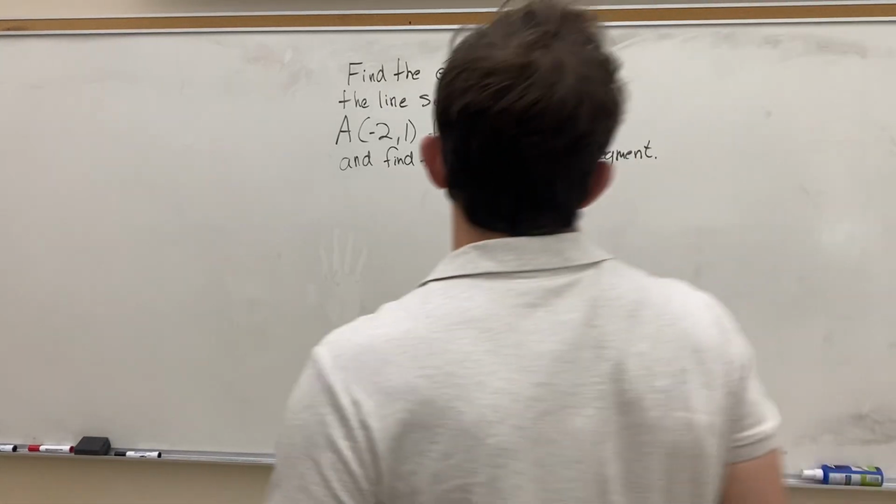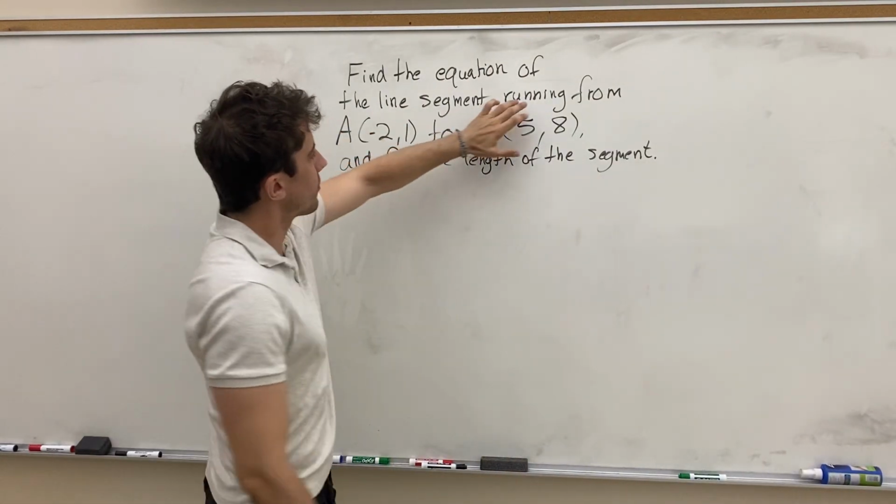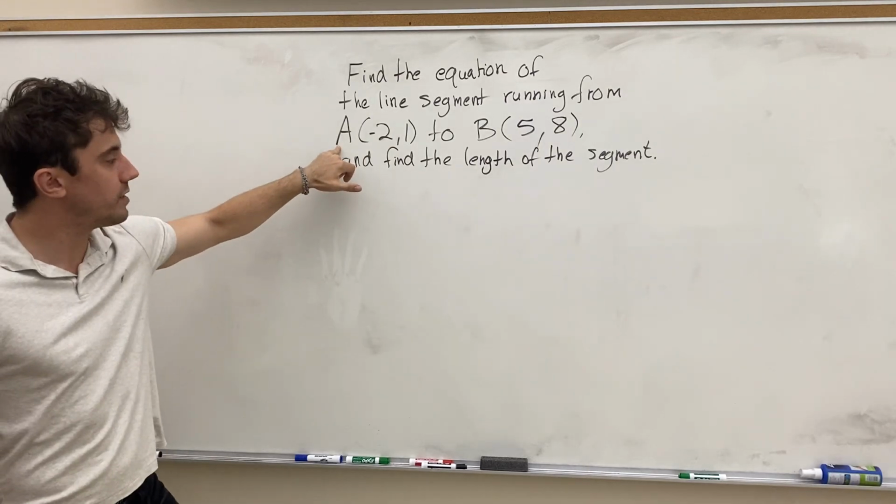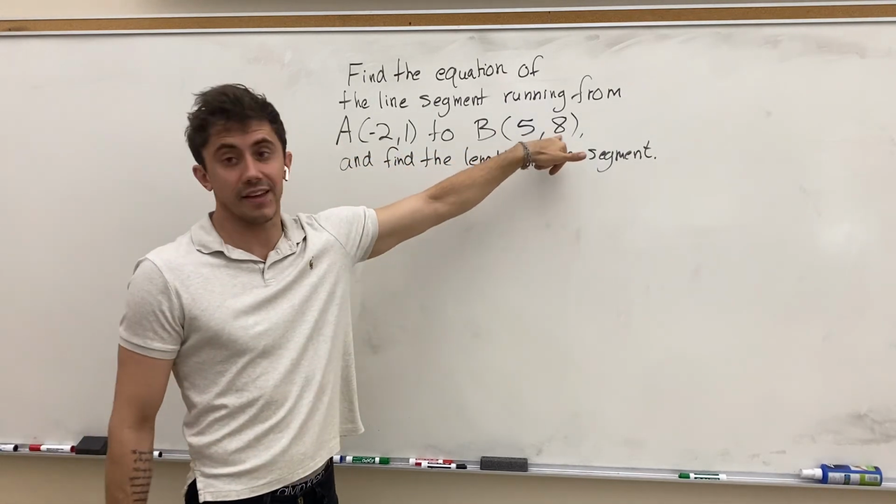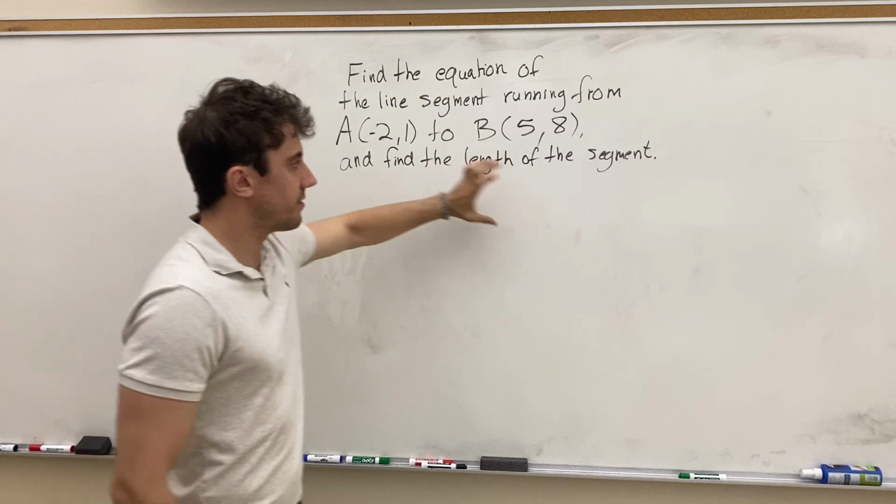Good afternoon, everyone. Today we're going to find the equation of a line segment running from point A at -2, 1 all the way to point B at 5, 8. And then we're going to find the length of this line segment.